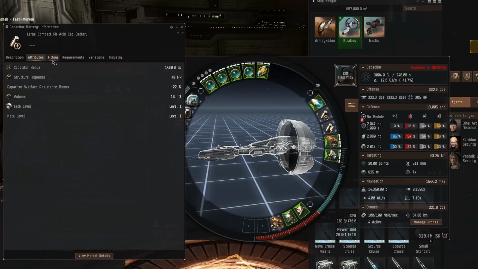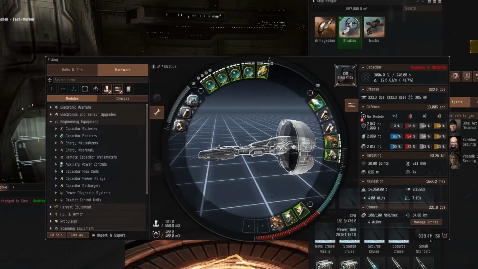So they're really good things to have, but their downside is that they're really hard to fit. 320 power and 30 CPU for the battery versus only 11 CPU and 1 power for the recharger, so batteries are good if you can fit them.